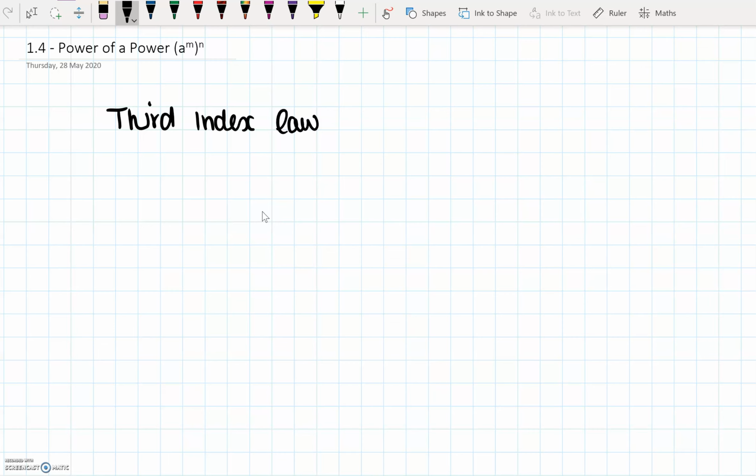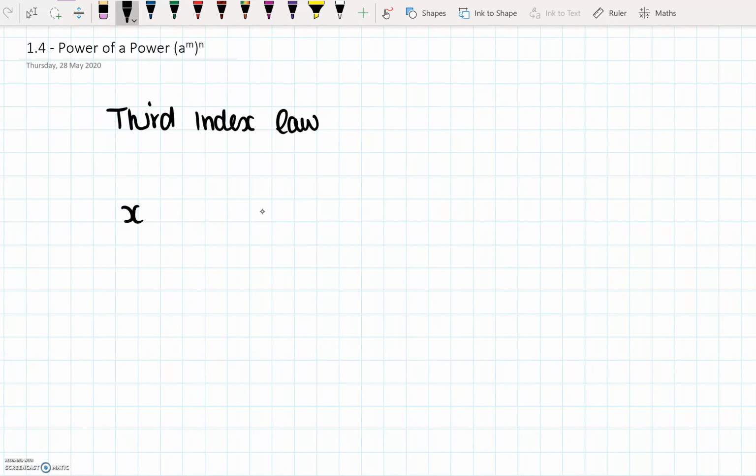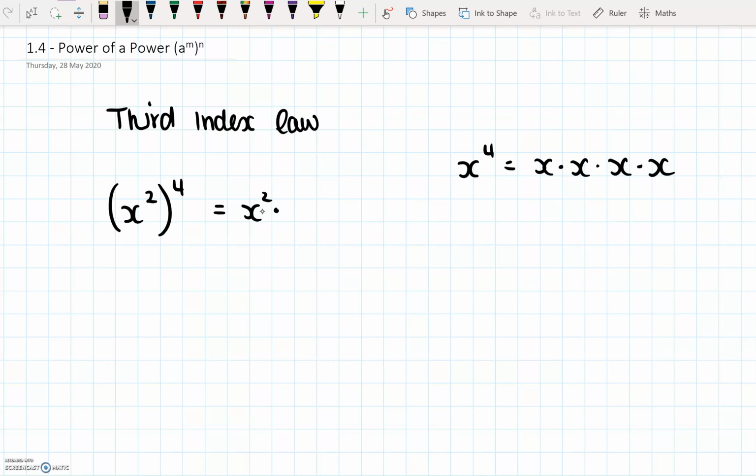Okay, so firstly I want to think about what that means. So let's say we have x squared, and we raise that to the power of 4. Okay, firstly let's just think about if we had x to the power of 4, then we would just do x times x times x times x. Alright, so if we have x squared to the power of 4, that means what we actually have is x squared times x squared times x squared times x squared.